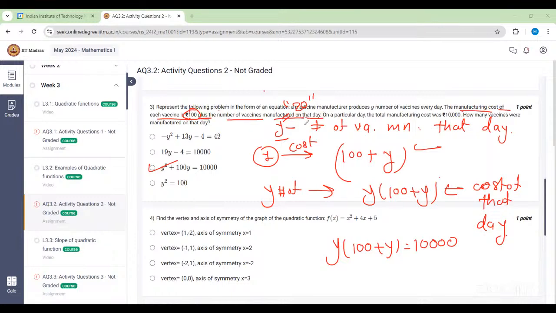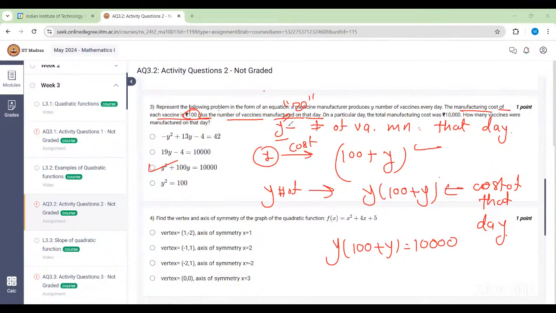So if we are making 20 vaccines, then the cost of each vaccine on that particular day will be 100 plus 20, because we are manufacturing 20 vaccines. That's why here, in place of 20, we have Y. So the cost of one vaccine is 100 plus Y that day. And what is the manufacturing cost? We know that if we manufacture one vaccine, then the cost is 100 plus Y.